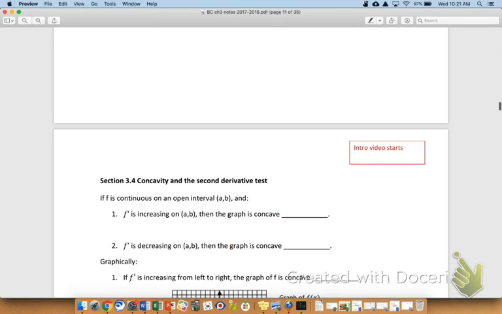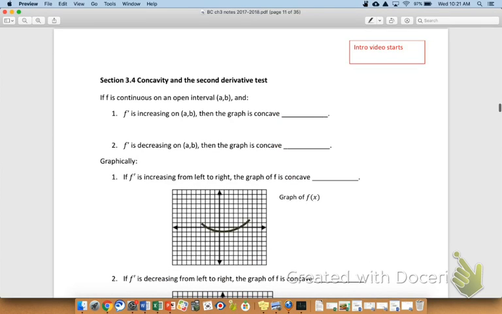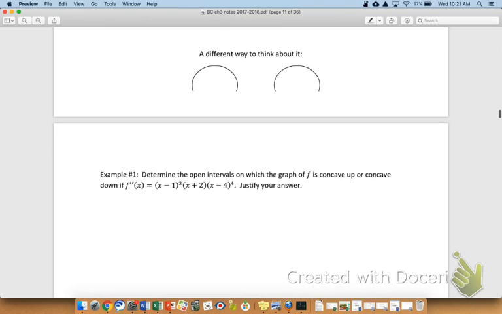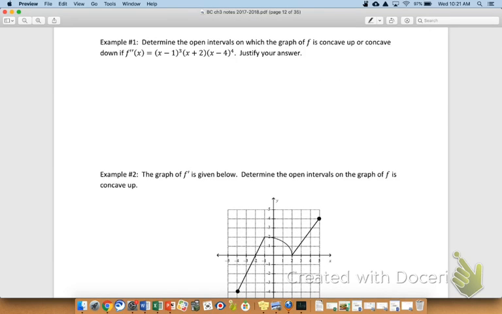The topic of the day really is second derivatives and concavity and that kind of thing. There's an intro video here, and I believe example number 1 is the first example that we're going to jump in and try. So if you would, see if you can answer this question. Determine the open interval or intervals on which the graph of f is concave up, concave down, if you are given f double prime right there. You want to pay really close attention to what you're given and how it connects back to what you are wanting to find. So take a minute, try to figure out example number 1.